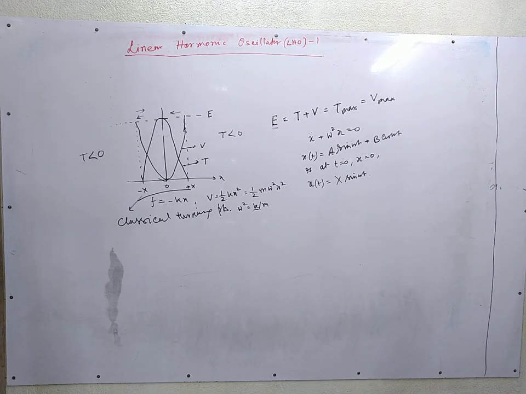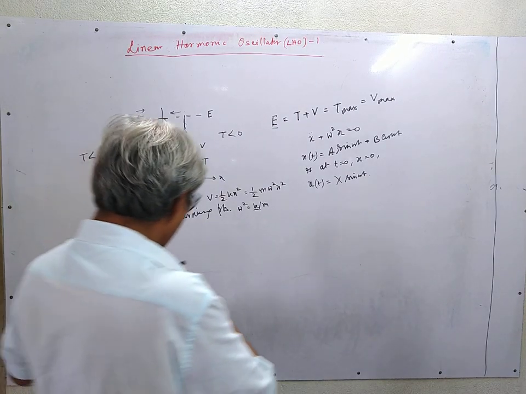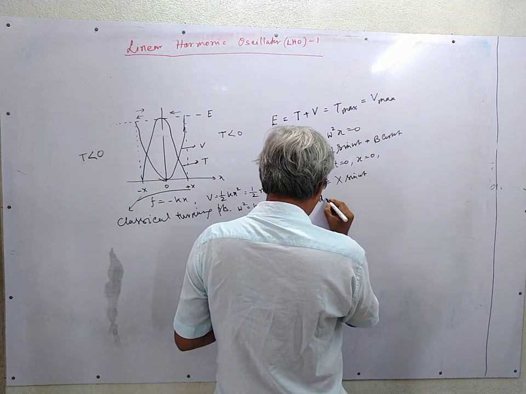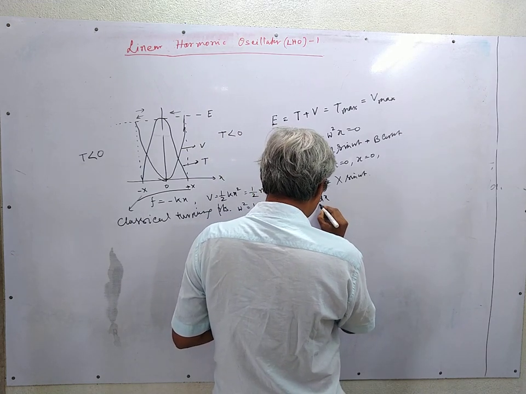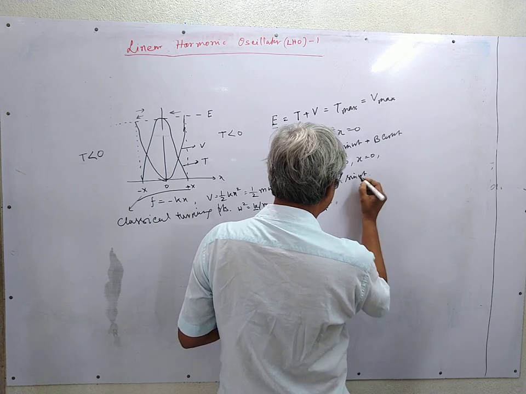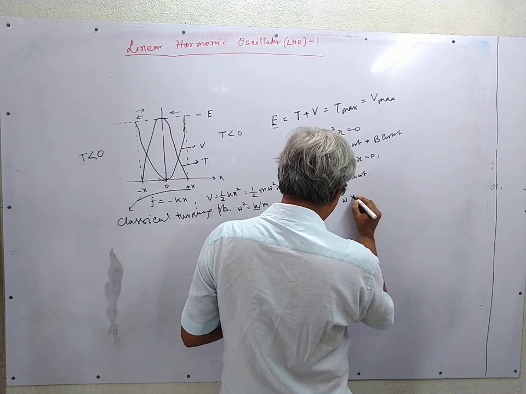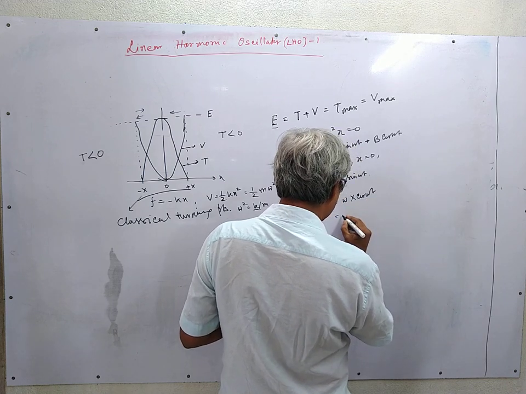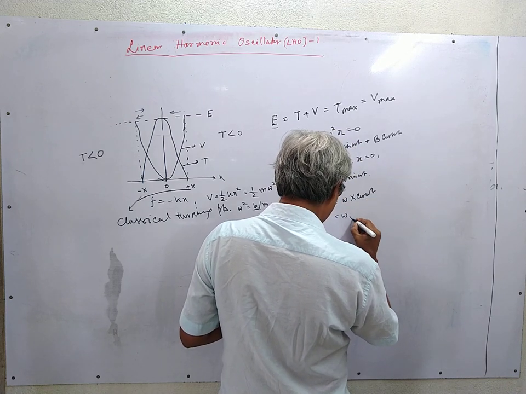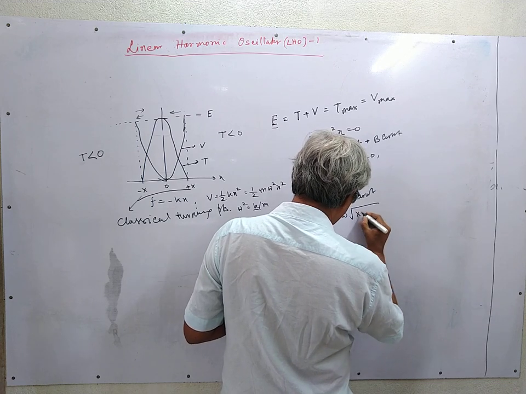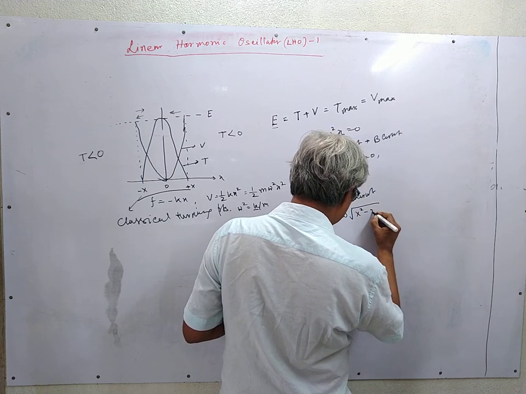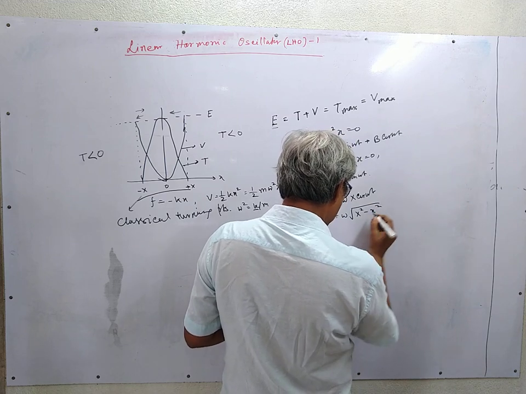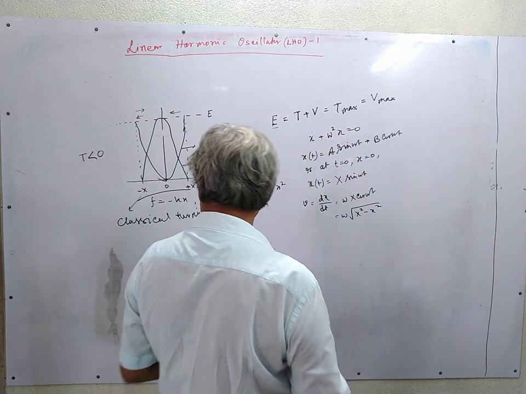The velocity is given by dx by dt. So it becomes omega X cos omega t, which can be written as omega times the square root of X square, amplitude square, minus x square, displacement square. Note that this is capital X, this is small x.